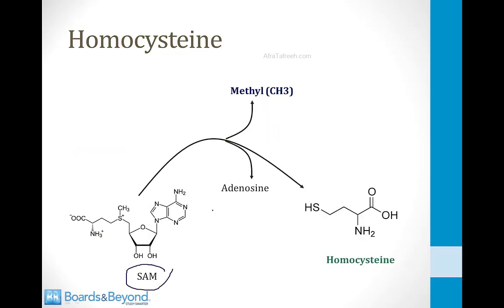Once SAM donates that methyl group and the adenosine is removed, you are left with a molecule of homocysteine. As I showed you 2 slides ago, the only difference between methionine and homocysteine is removal of one methyl group. That's removed when SAM donates it, and thus you are left with homocysteine, and that means you have synthesized a new amino acid, homocysteine, from another amino acid, methionine.